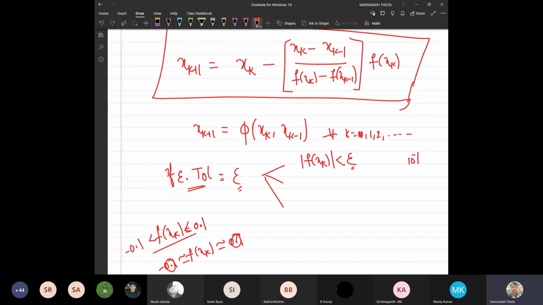Because my error tolerance is 0.1, so I'll be happy. So xk is the approximate root with the error tolerance 0.1, or else the difference between the successive approximations values xk and xk minus 1 is less than epsilon. Or maybe one more thing here, xk minus y naught is less than epsilon, where y naught is the exact root.